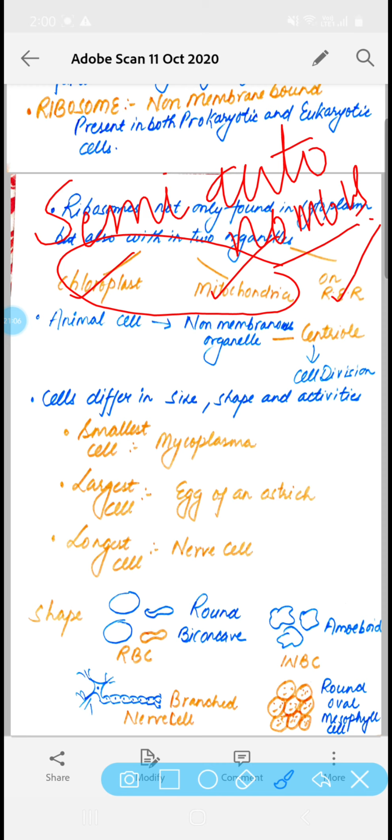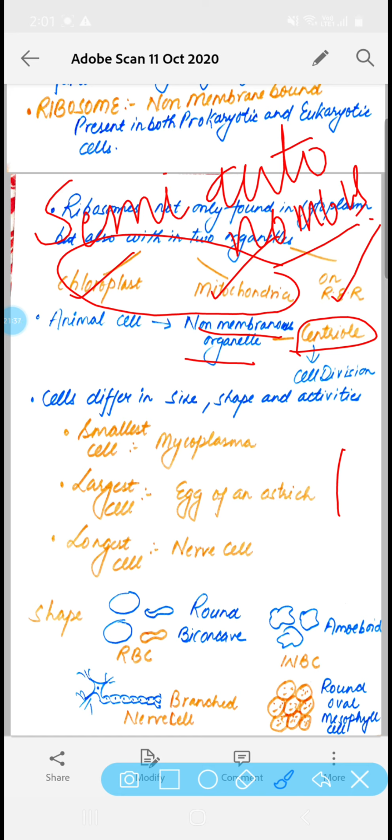So if we talk about animal cells, they have one more non-membranous organelle that is called the centriole. This centriole helps in the division of the cell. Okay, when a cell has to grow, it has to divide itself, then this cell division occurs with the help of the centriole. I hope आपको structure समझ में आया है cell का.